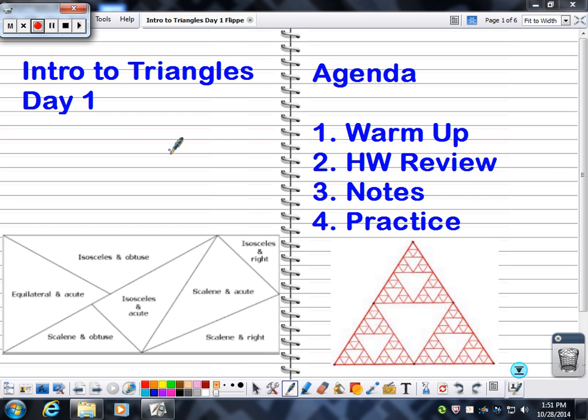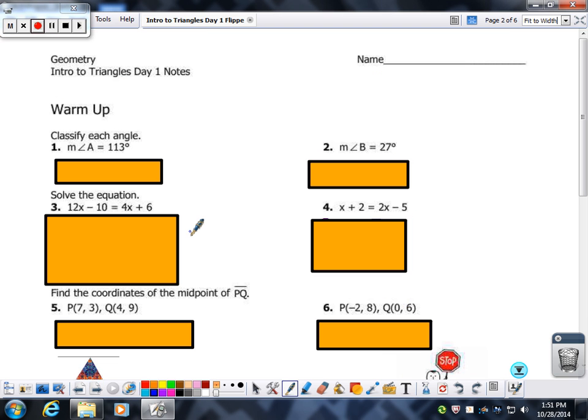Welcome to Intro to Triangles Day 1. Today you'll be doing a warm-up, we'll go over some notes, and then you will have a chance to practice on different types of triangles. First, let's start with our warm-up.